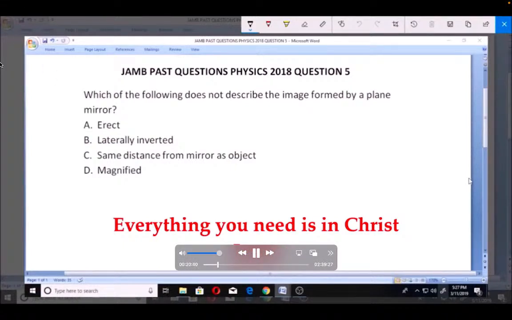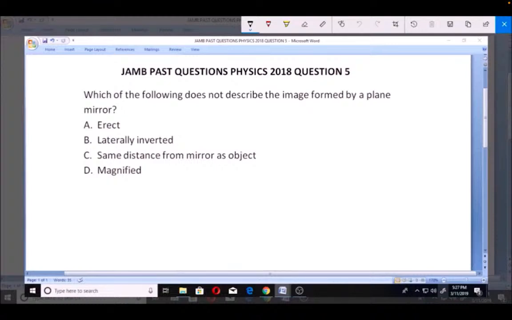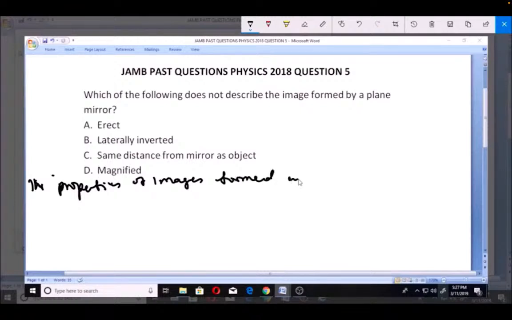Now, for us to appreciate this question very well, we need to look at the properties of image formed in a plane mirror. So we need to know this. If we know these properties, then it will be easier for us to be able to identify the answer. Now, we look at the properties of images formed in a plane mirror, which is the question here, so that we can identify from the options that we have here the one that is not there.